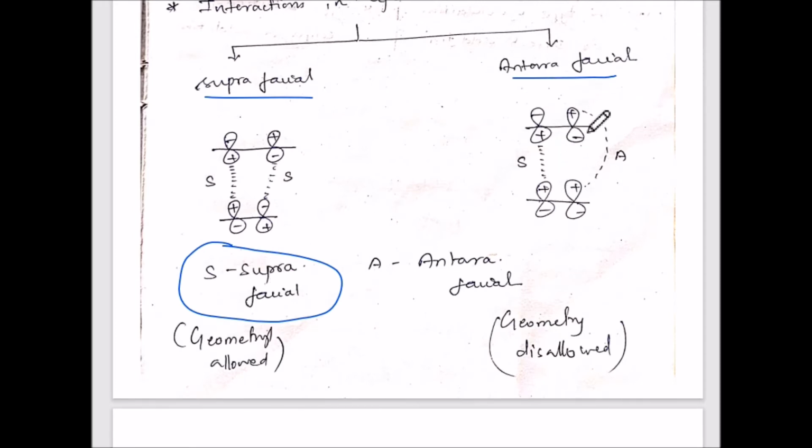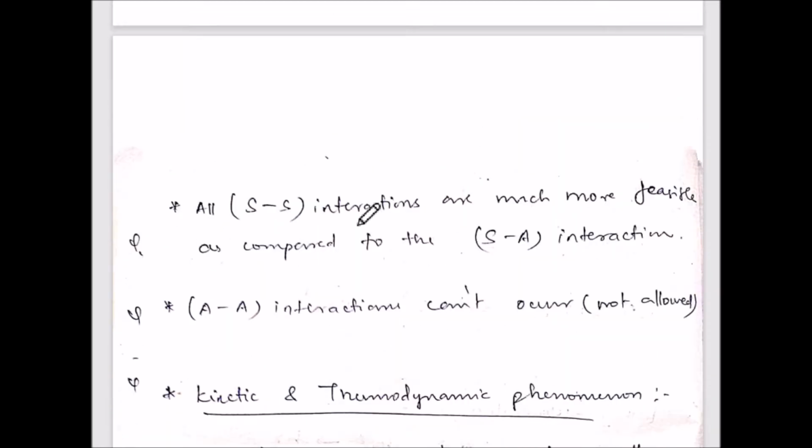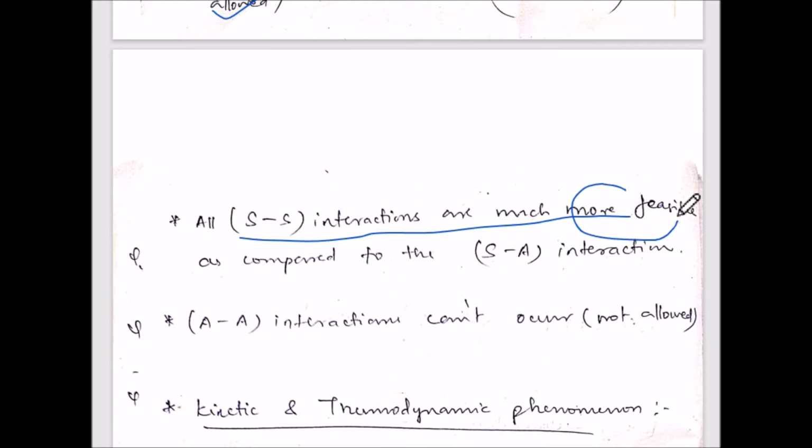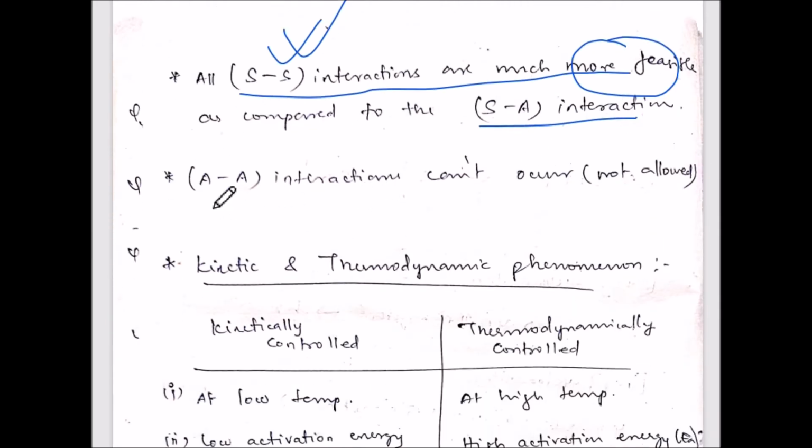In the antarafacial interaction, you see how the lobes are interacting. This direct way is not possible, but the lobes are interacting in the other way, right? So you call it supra when you interact on the same side like this. When it interacts like this, you call this antarafacial. Always remember the suprafacial interaction is geometry allowed. The supra-antara or antara-antara are geometry disallowed. Antara is not at all possible. So we have the points over here. You can see that all supra interactions are much more feasible as compared to supra-antara reactions. So these are more feasible than that. Then you see the antara interactions cannot occur. They are not allowed. So you have to remember these points.